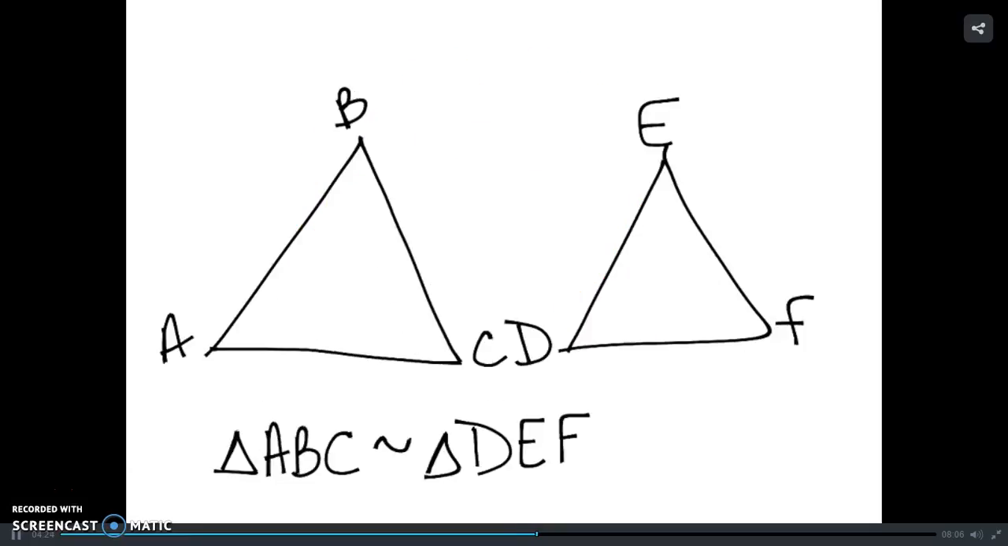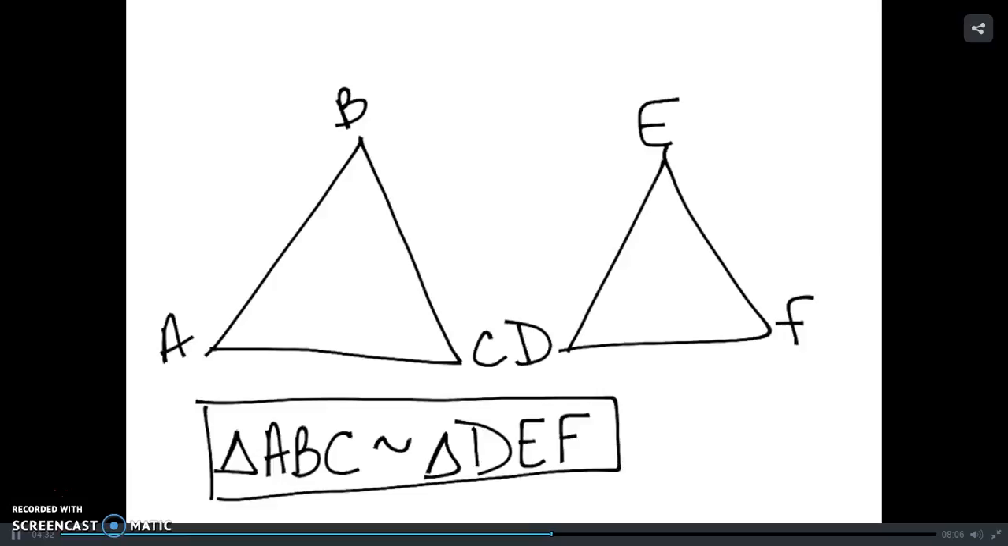Okay, so on here, our next rule is going to be about medians. So we, again, are going to start off with two similar triangles, ABC and DEF. And the medians are going to be drawn from one vertex to the midpoint of the opposite side. Okay, so remember that means that these two portions over here would be congruent. And same thing on this one.